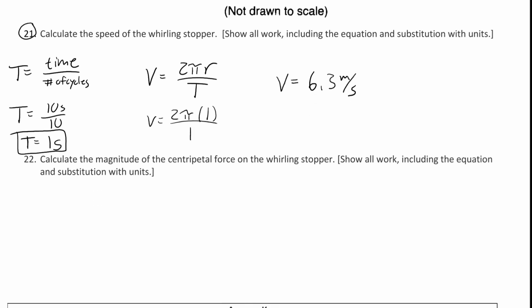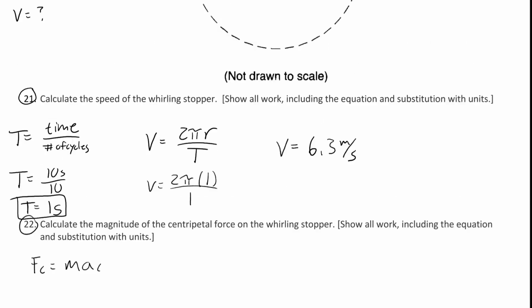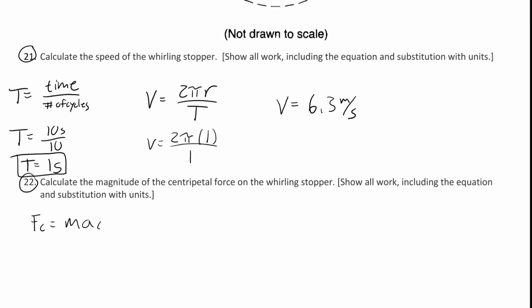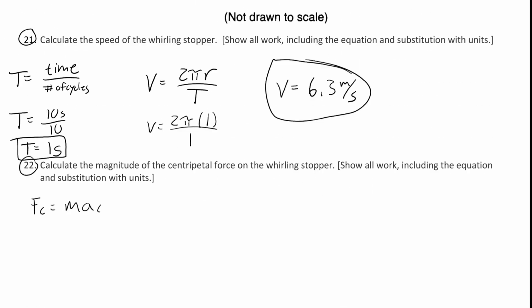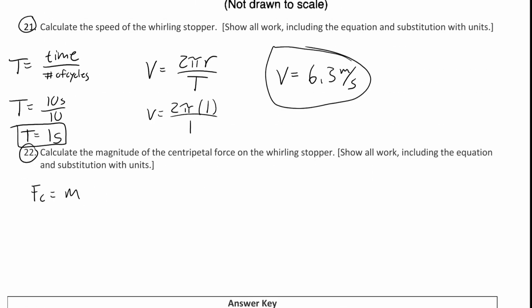No. 22. Calculate the magnitude of the centripetal force on the whirling stopper. So they're looking for the centripetal force. F_c is equal to m a_c, but we don't know what the acceleration is. However, we know what the velocity is now, and we know the radius. So I'm tempted to say, you know what? Instead of a_c, I'm going to do v squared over r. And you could totally do it that way. But since you're probably skipping to this one and you're not really sure what to do, even though we've done this a bunch of times in the previous questions, I'll do it one more time just for you.